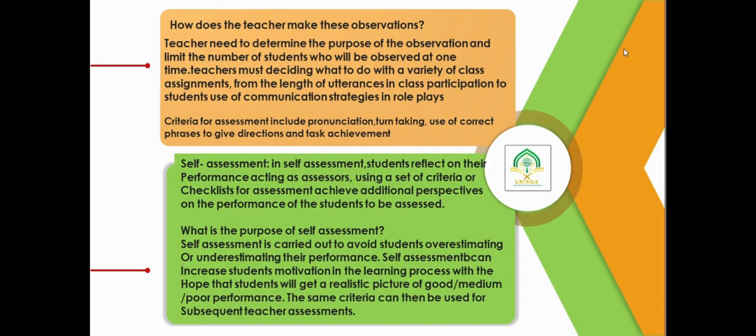Next slide. How does the teacher make this observation? The teacher needs to determine the purpose of observation and limit the number of students who will be observed at a time. At the same time, the teacher must decide what to look at in a variety of class assignments, from the length of utterances in class participation to students' use of communication strategies in role plays. Criteria for assessment include pronunciation, turn-taking, use of correct phrases to give directions, and task achievement.